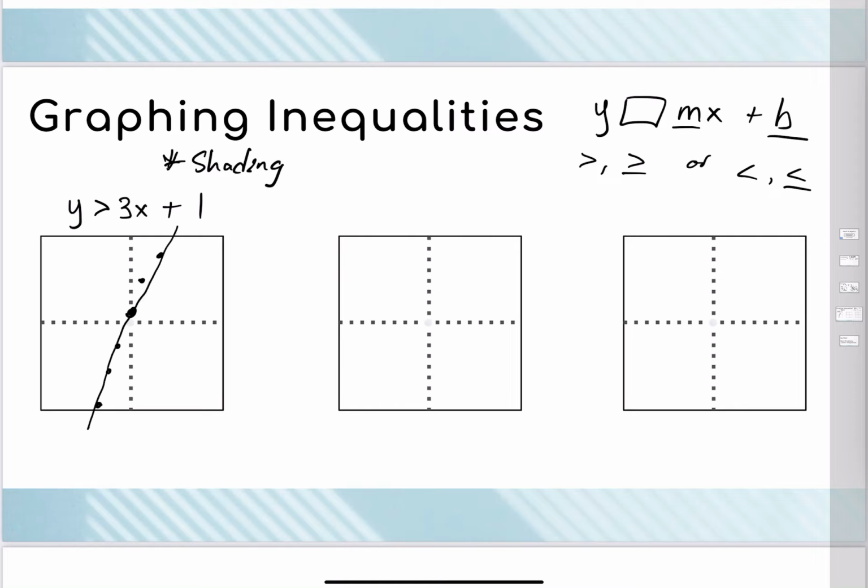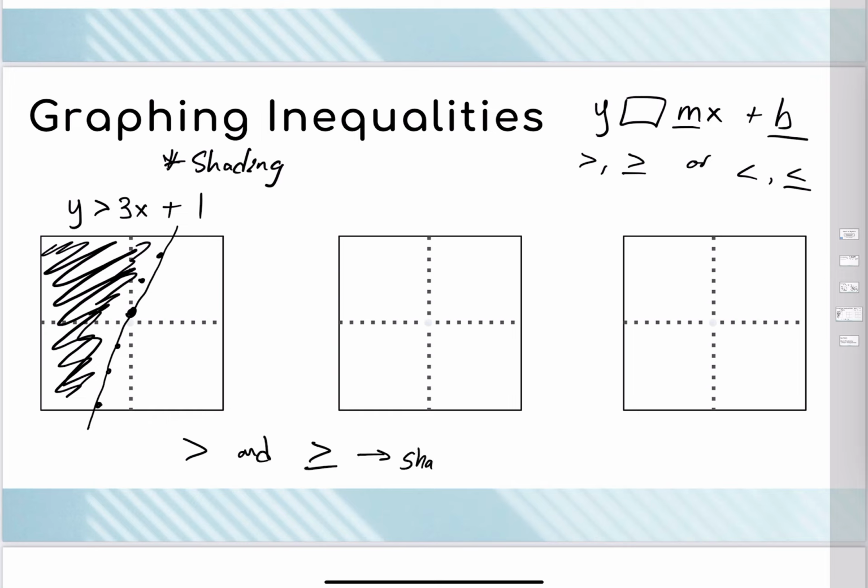But because this is not just an equation, but rather an inequality, we now have to look at the sign. This is a greater than inequality, which means we will shade above the line like this. And that's where shading comes in. So for greater than and greater than or equal to, we shade above the line. However, if we have less than or equal to, we shade below the line.